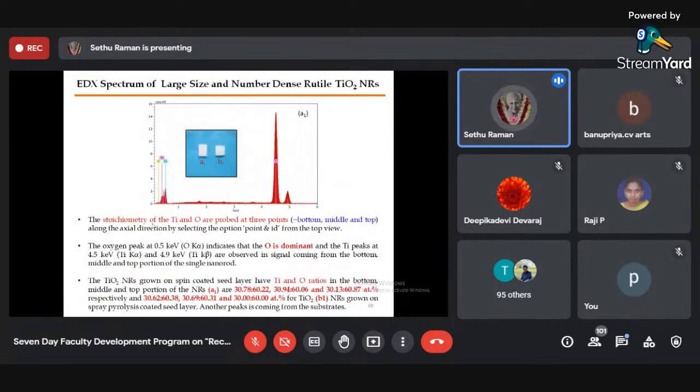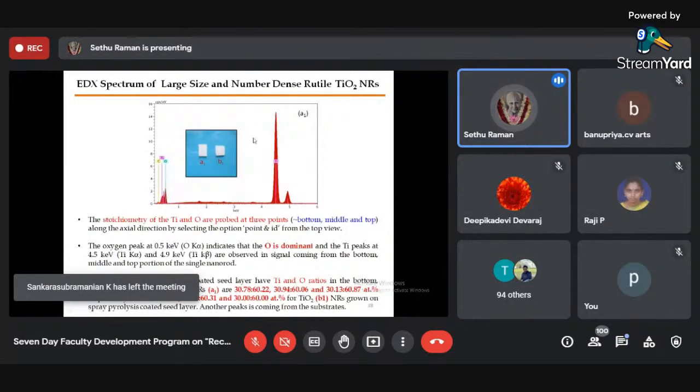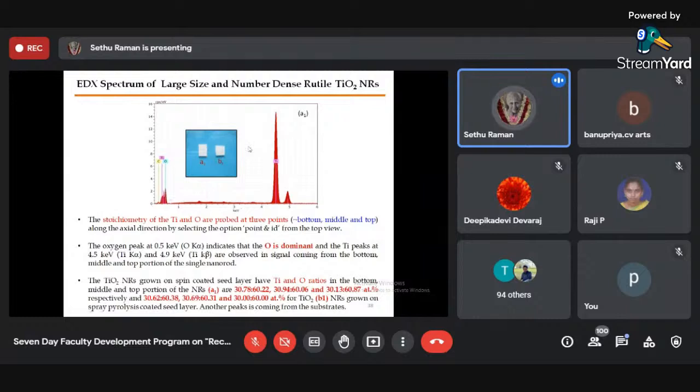We have analyzed the stoichiometry of titanium and oxygen at three points of the nanorods: the bottom, middle, and top of the nanorods, using the point and ID option from the top view. From that EDAX spectrum, the stoichiometry is confirmed, and for the bottom, middle, and top portions of the nanorods it is about 30 to 60. So we see a different atomic percentage.